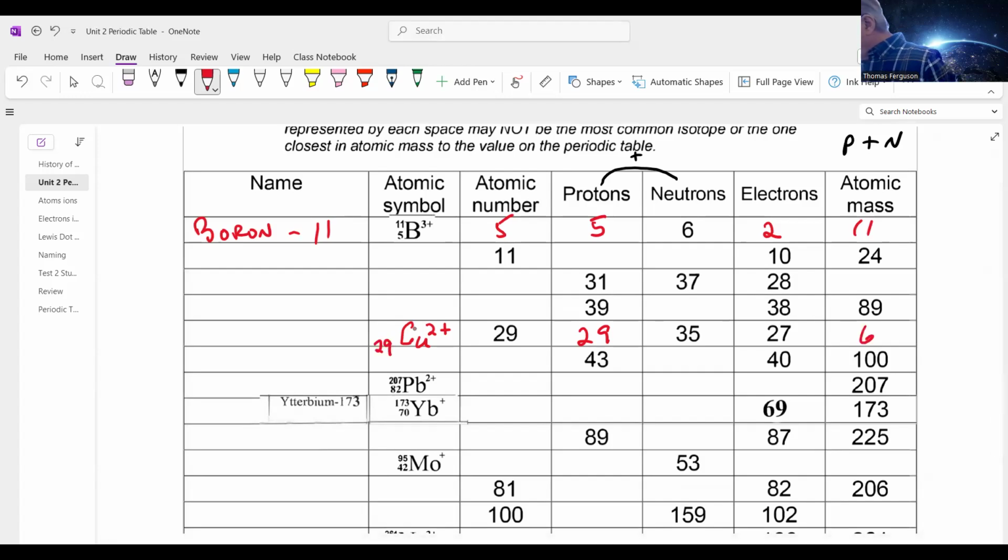And 64. The what? Oh, the atomic mass, yeah. Because it only involves protons and neutrons. So if you change electrons, it doesn't affect it.